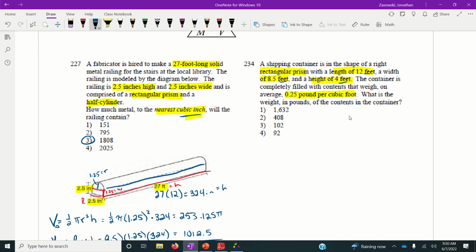Okay, so remember, we're doing the volume question here, and we're talking about a rectangular prism. So it's length times width times height. So we just plug in 8.5 times 12 times 4. And it doesn't matter the order you put these in. When you're multiplying, you'll get the same answer. That's 408 cubic feet. And so the weight, remember the density, when you cover up the density part here, is what we're looking for. It's the weight times the volume. So we're going to multiply 0.25 times the 408.